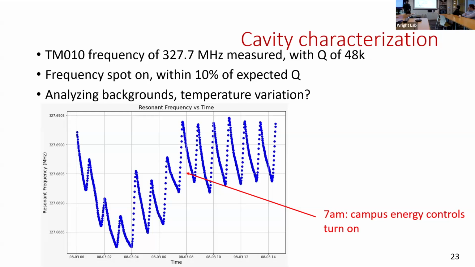So the next step that we undertook was understanding the backgrounds that might cause measurement errors while we try to characterize this cavity. One thing that Nate here did was he analyzed the resonant frequency as a function of time, and we saw, yes, these kilohertz scale drifts, and we were like, okay, what's going on? And then I noticed at 7 a.m., almost on the dot, things stabilized. And I'm like, that's when campus energy controls turn on. I wonder if there's a temperature variation here.